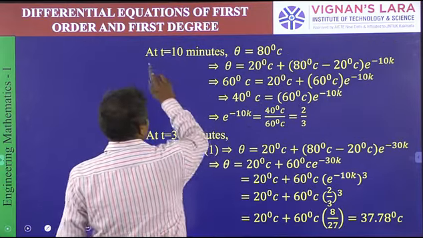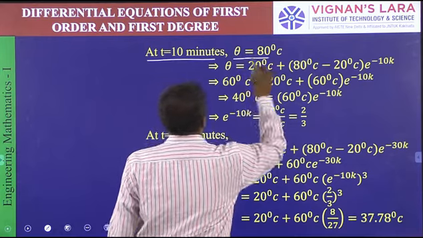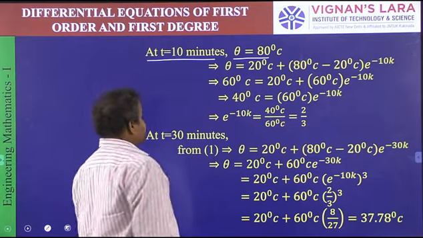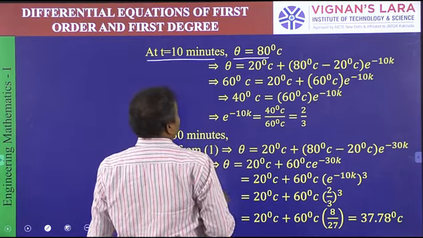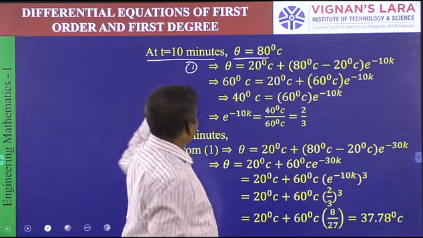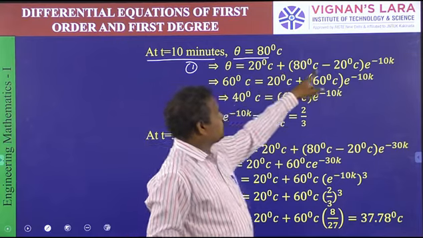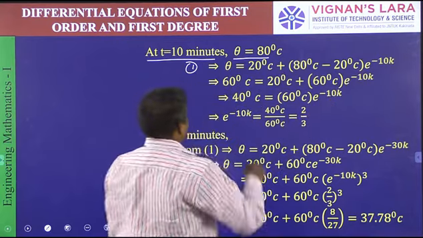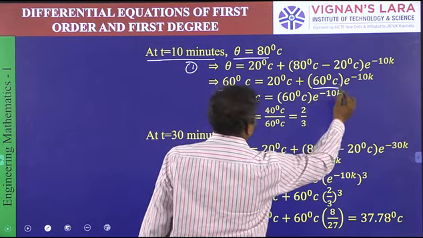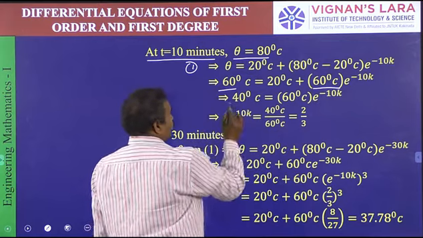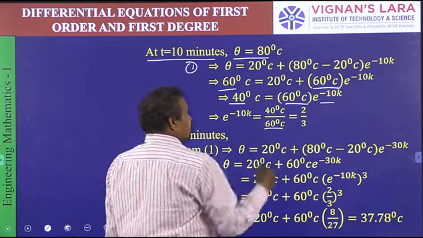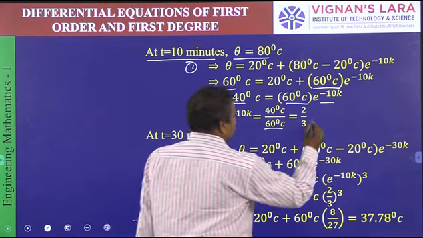So first, what is the given condition? At t equal to 10 minutes, the theta value is 60 degrees centigrade. Substitute these values in the formula. So theta is equal to theta naught plus theta 1 minus theta naught into e power minus 10k. Theta value is 60 degrees centigrade. 60 is equal to 20 plus 80 minus 20, 60, into e power minus 10k. 40 degrees centigrade is equal to 60 degrees into e power minus 10k. E power minus 10k is equal to 40 by 60, which is equal to 2 by 3.